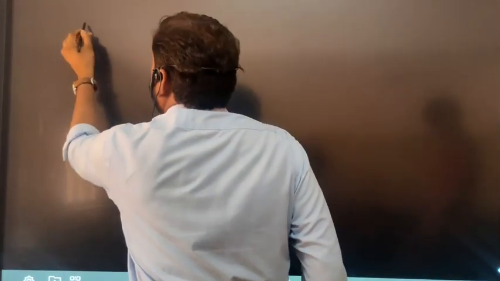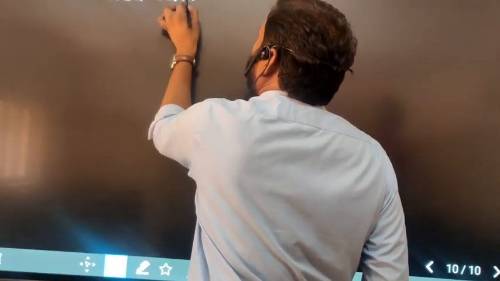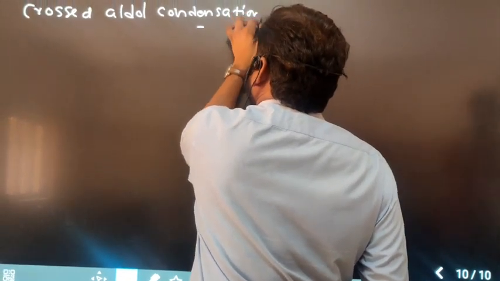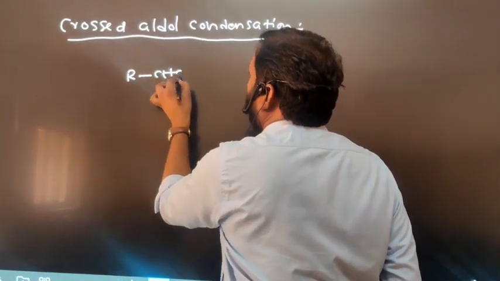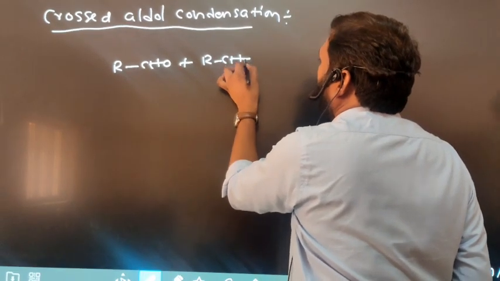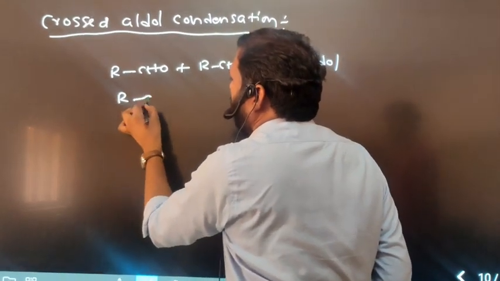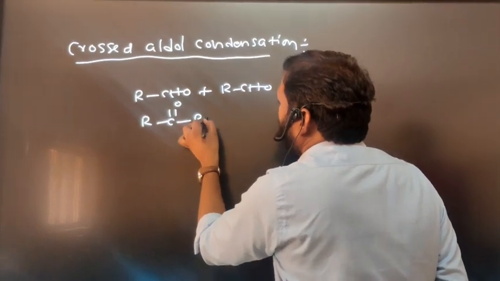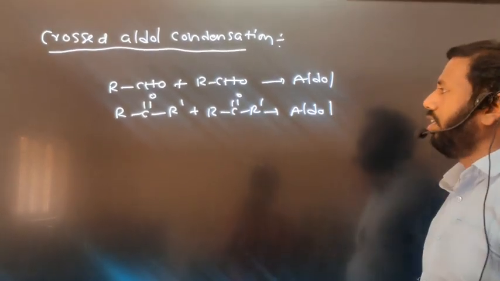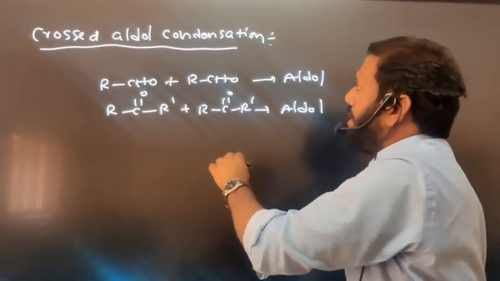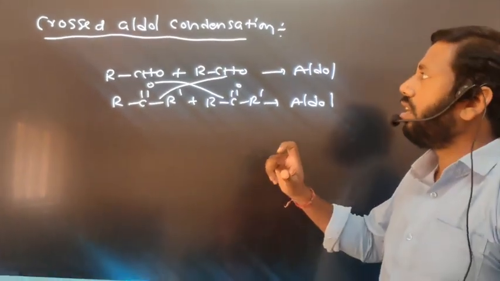Now coming to crossed aldol condensation. Here, when condensation occurs between the same aldehydes, that is called aldol condensation. Self condensation between the same ketones is also called aldol condensation. But if the condensation occurs between an aldehyde and a ketone, that is called crossed aldol condensation.